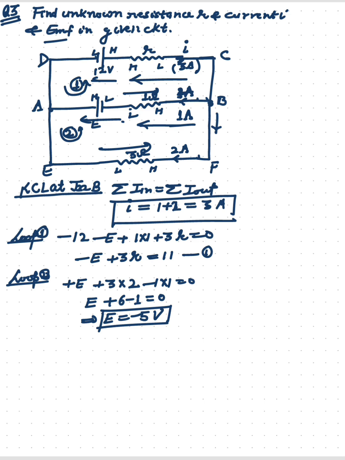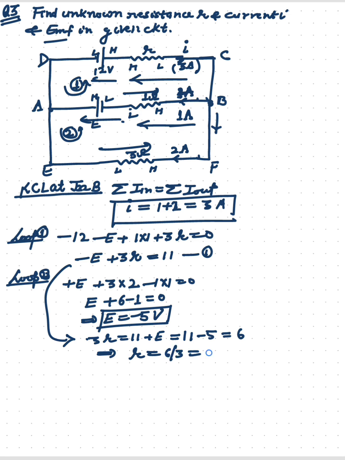So E value we find minus 5 volt. Then put this value here. So what we will get here? 3R equals 11 plus E. So 11, and E value is minus 5. So what we are getting? We are getting 6. So this implies the resistance R value is 6 by 3, means 2 ohm.